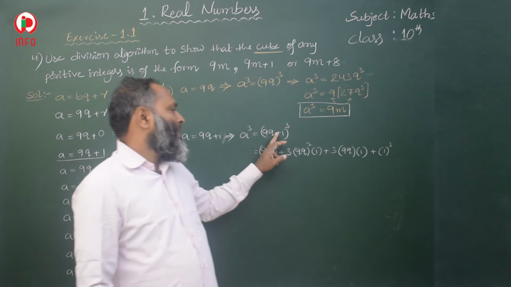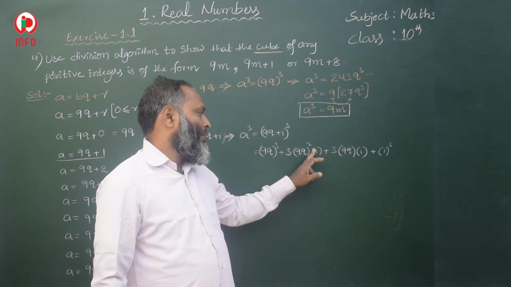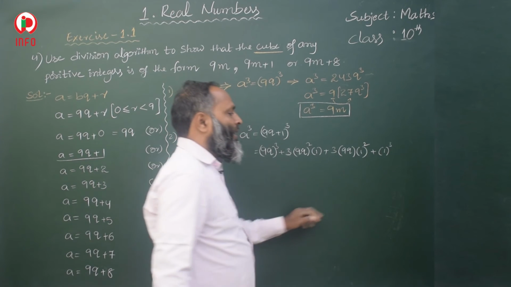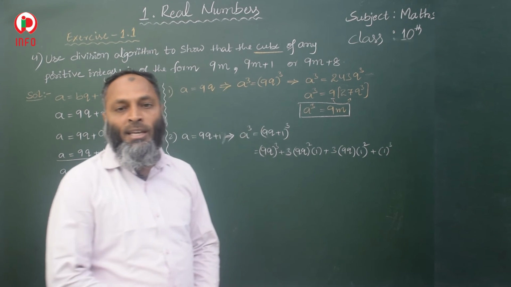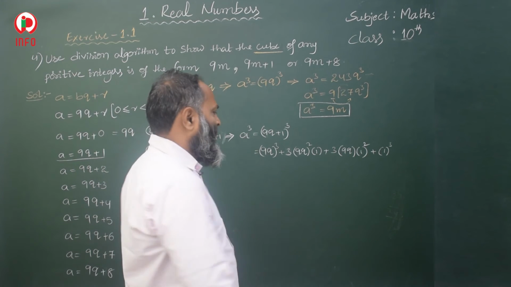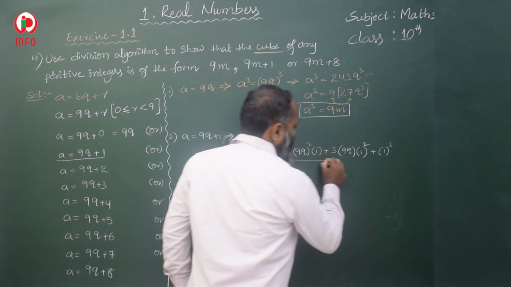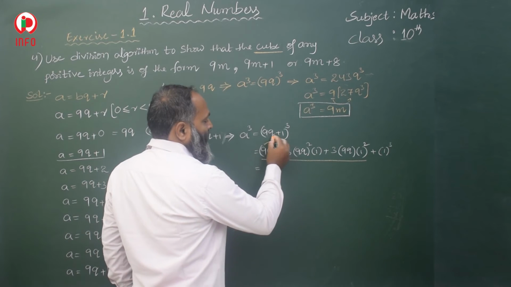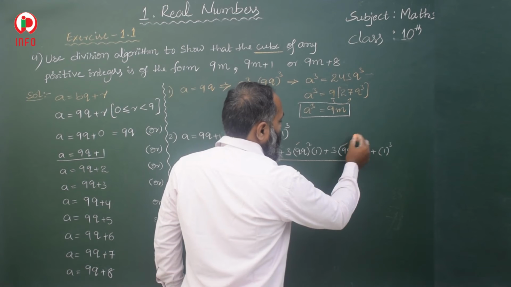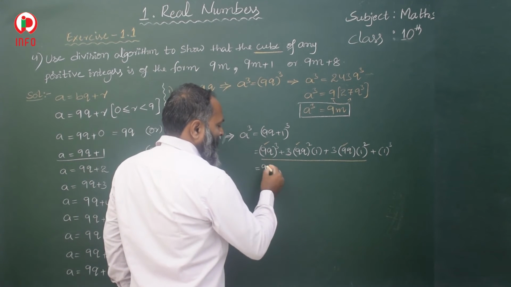According to (a + b)³ = a³ + 3a²b + 3ab² + b³. So this is the (a + b)³ expansion. Now after that, from here to here, 9 is common in every term. So till here to here we can take 9 as a common. So take 9 as a common.